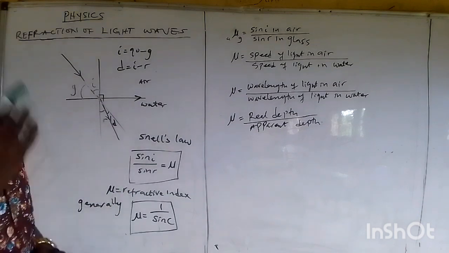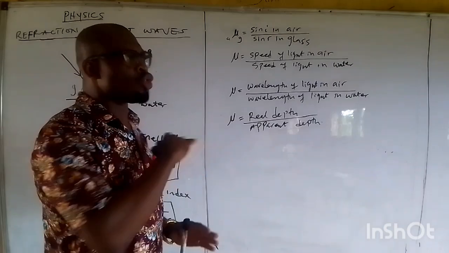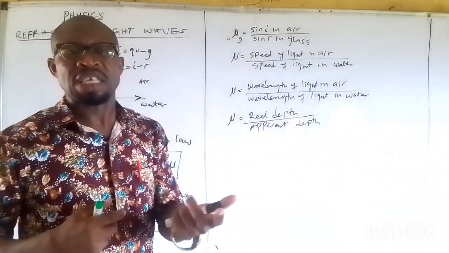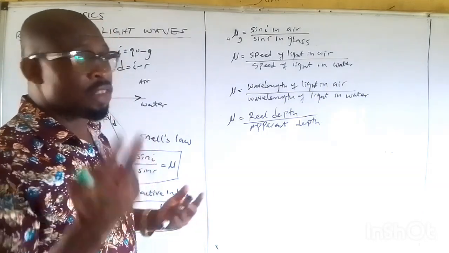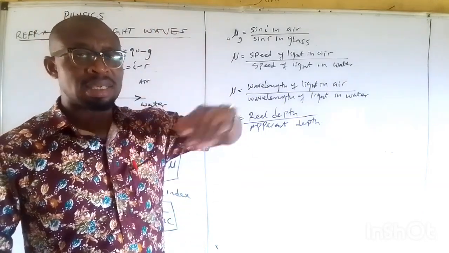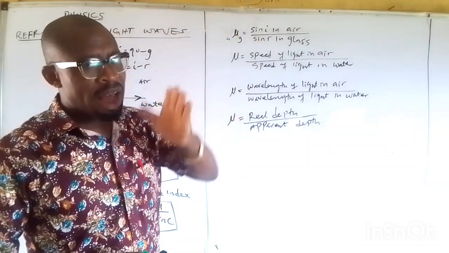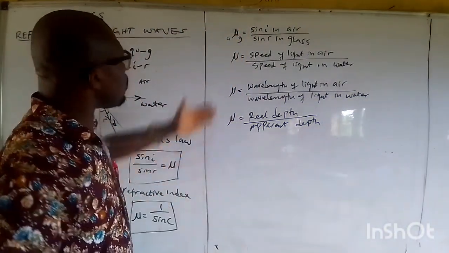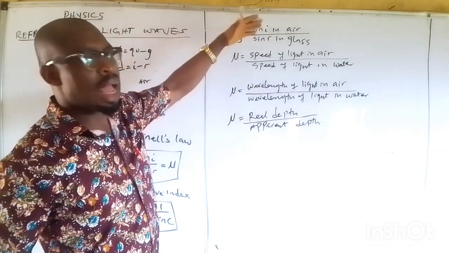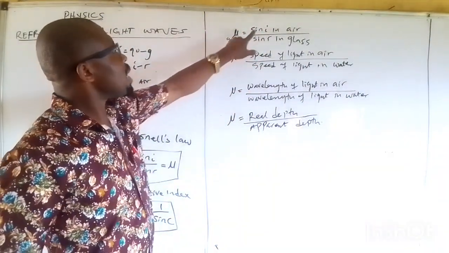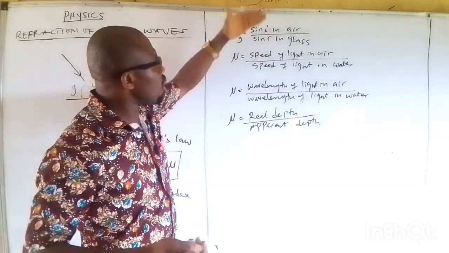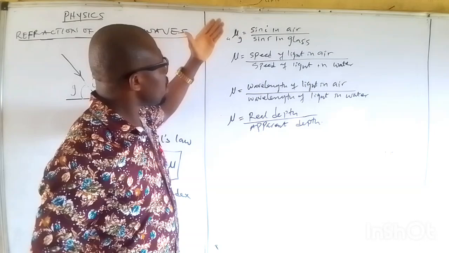So, now, if light travels through liquids, the refractive index of the medium will give us the sine of the angle of incidence in air all over the sine of the angle of refraction in the medium. For example, if it travels from air to glass, we have the sine of the angle of incidence in air all over the sine of the angle in glass.